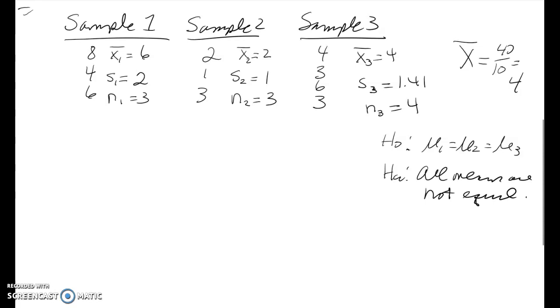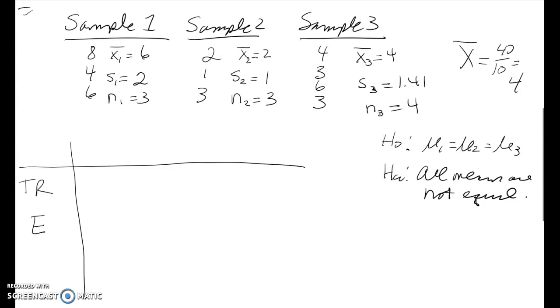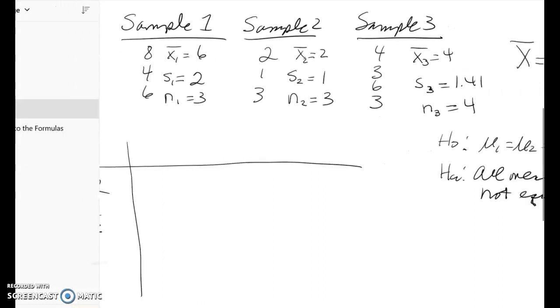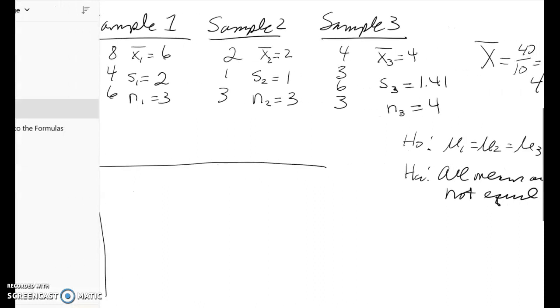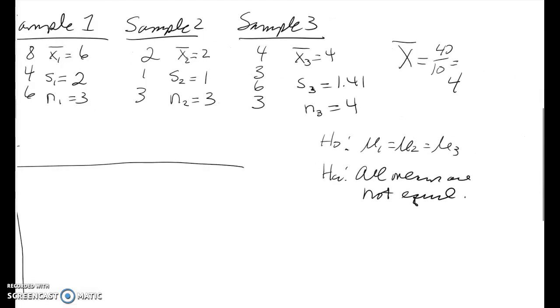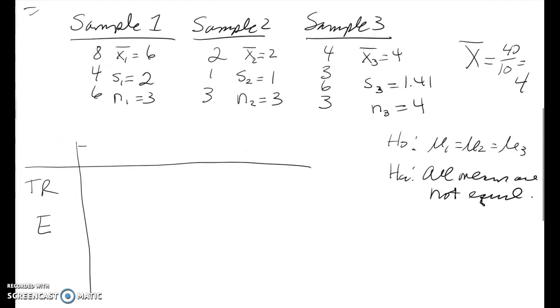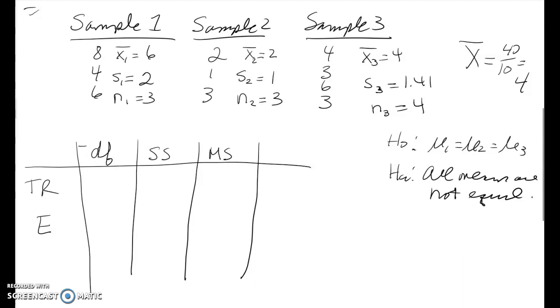So now let's start our chart. You'll get used to doing these charts. So I have the treatment or factor, remember it's also called the factor, and the error. Whoops. I don't know what happened there. Hold on. Okay, we have degrees of freedom, the sum of the squares, mean sum of the squares, and our test statistic.